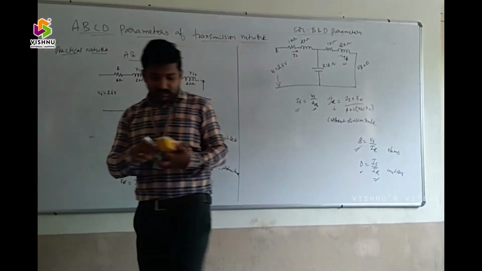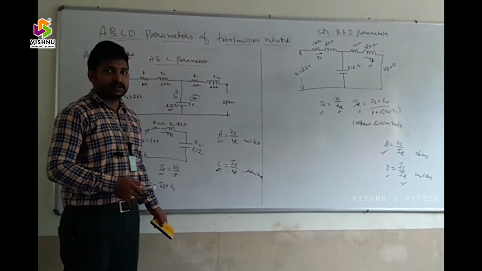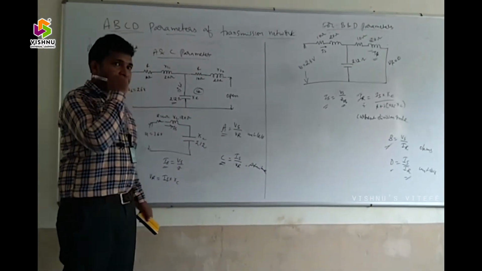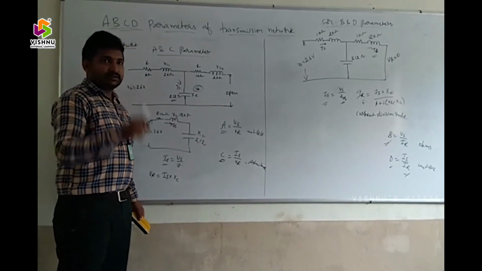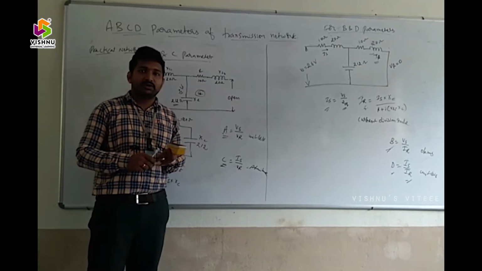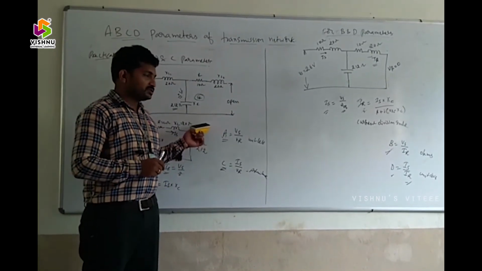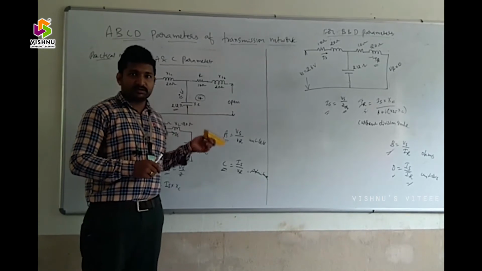We can find the ABCD parameters of the transmission network practically by using our kit. In this kit, we will have three phases. For finding ABCD parameters, we are using one phase. We are going to demonstrate this experiment in our next video.